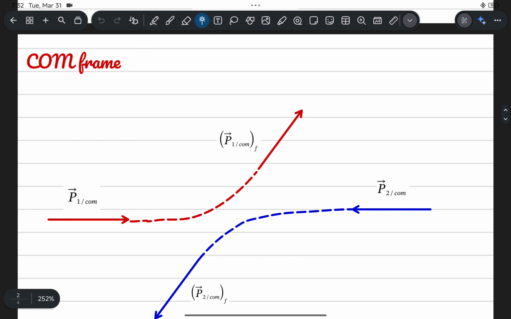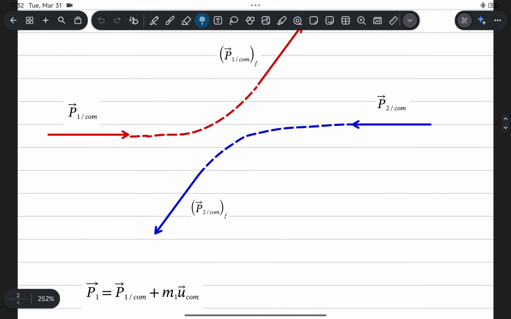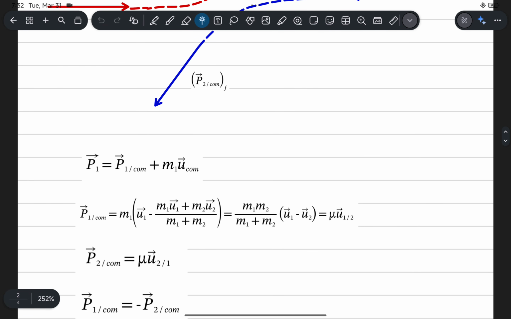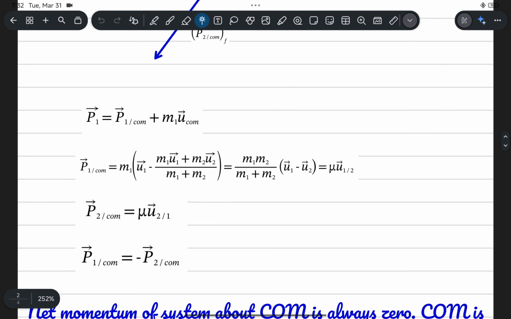Now in the center of mass frame, the net momentum will be 0. So first I'll show you the calculation, then I'll explain the diagram that I have drawn. So if I want the momentum of 1, I can simply write it as momentum of 1 with respect to center of mass plus m1 into vcom.